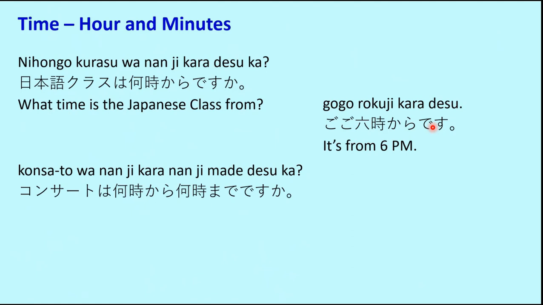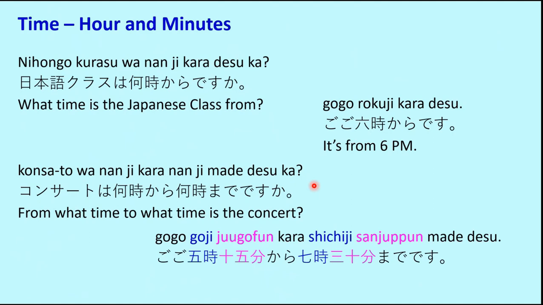One more. Konsato wa nanji kara nanji made desu ka? Konsato means concert. Concert timing from when to when. That is, from what time to what time is the concert? Gogo goji jugo-hun kara shichiji sanjuppun made desu.